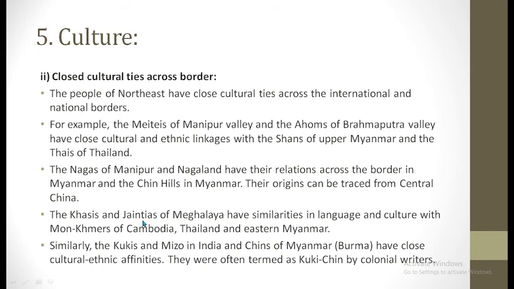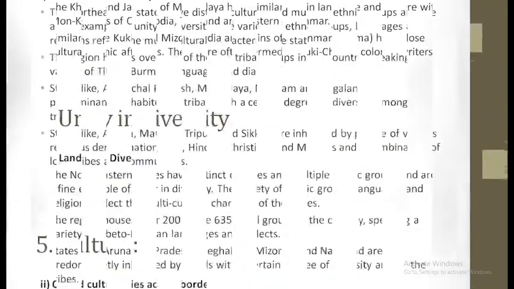Again, the Khasis and Jaintias of Meghalaya have similarities in language and culture with the Mon-Khmers of Cambodia, Thailand, and eastern Myanmar. Similarly, the Kukis and Mizos in India and Chins of Myanmar have close cultural and ethnic affinities. They were often termed as Kuki-Chin by colonial writers. This shows that the people of the Northeast have close cultural ties within and even outside the region.